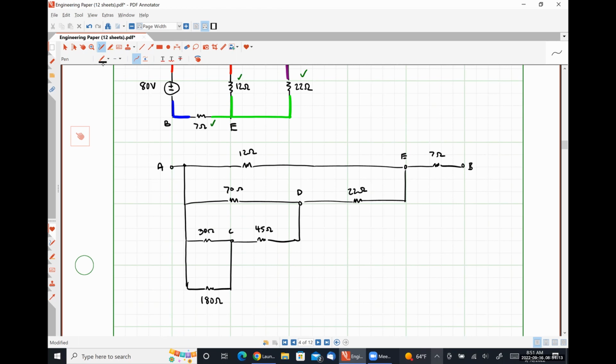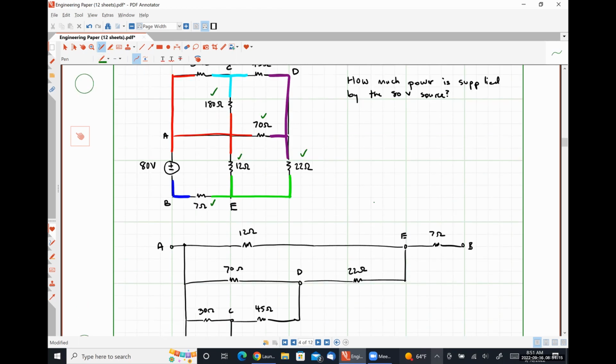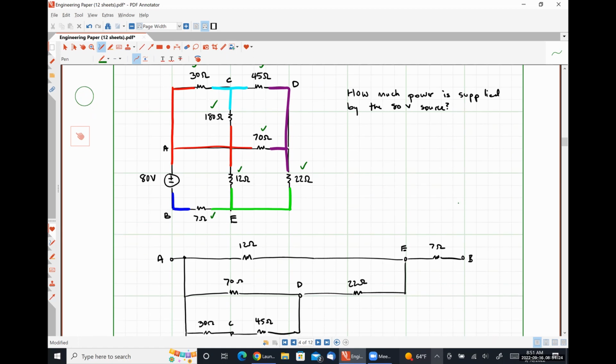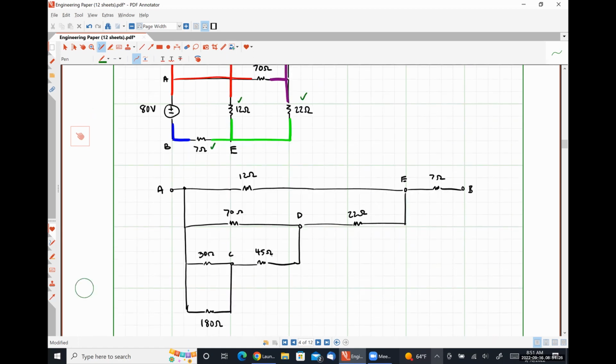And I believe that takes care of the only resistance that we had left to take into account. I've got a check mark by everything. Let's just double check here. 4, 5, 6, 7 resistors. 1, 2, 3, 4, 5, 6, 7 resistors in the way that I've drawn it out. And from here, we would simply go about our simple combinations, right? So what's 180 in parallel with 30? You guys have calculators?